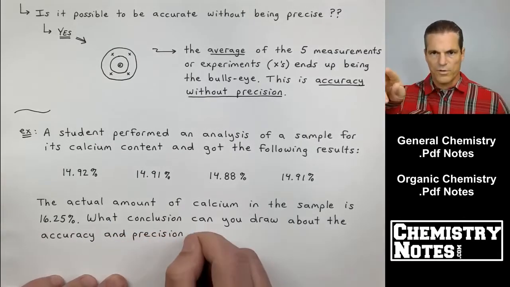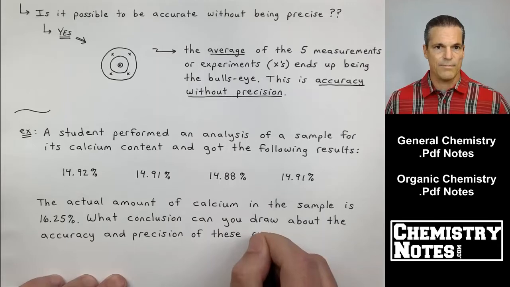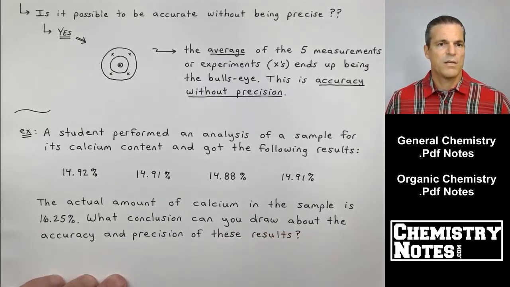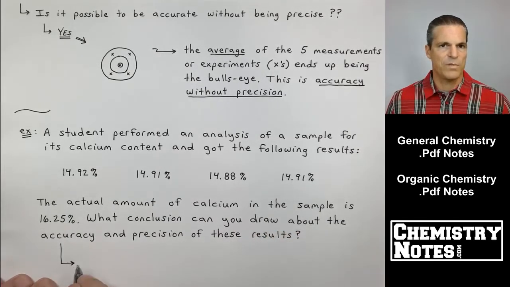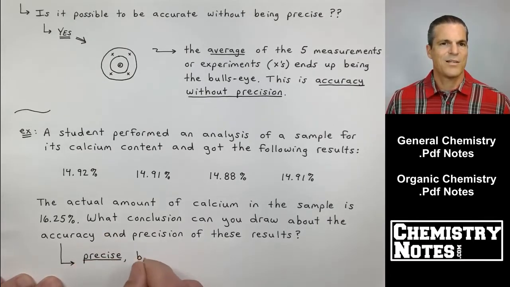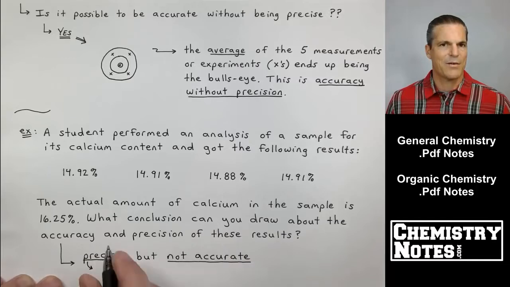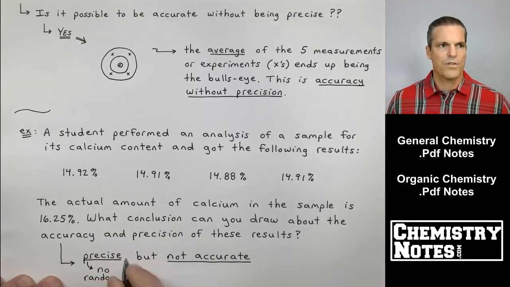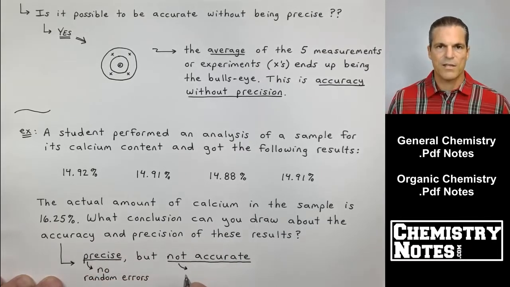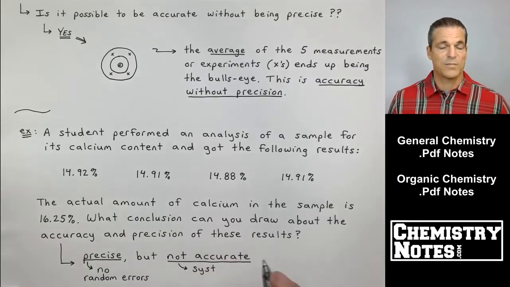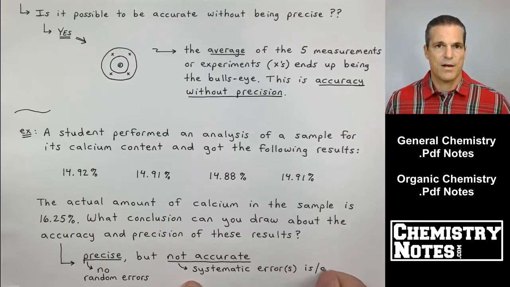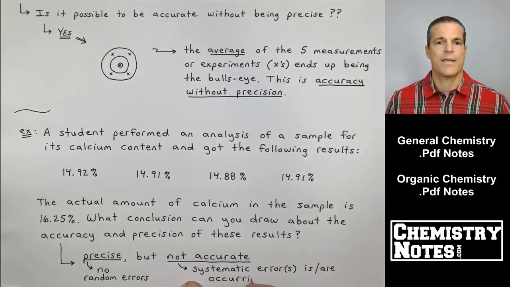Well, that row of results, all starting with 14, high 14s, he's precise, so he's not making any human error. There are no random errors here. So he's precise, but he's not accurate. He's not getting anywhere near 16.25% calcium. So something is wrong with the process. Something is wrong with the way he's doing these experiments every single time. So we have systematic errors. Systematic errors are occurring.